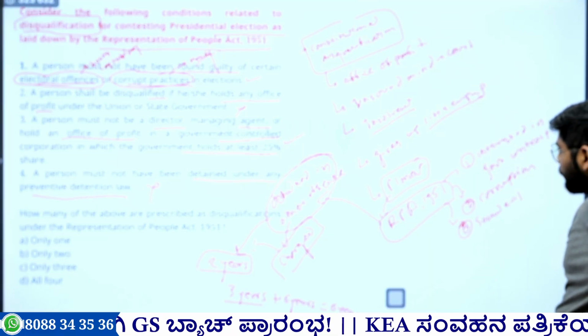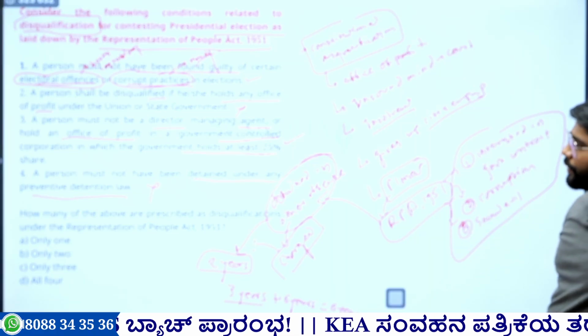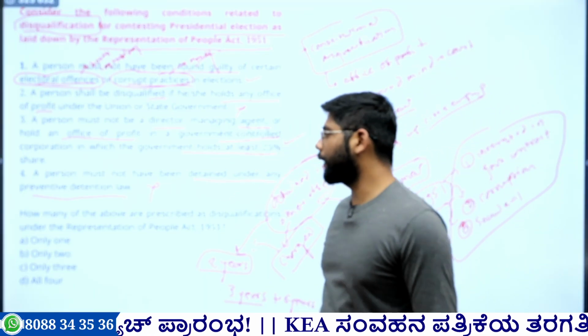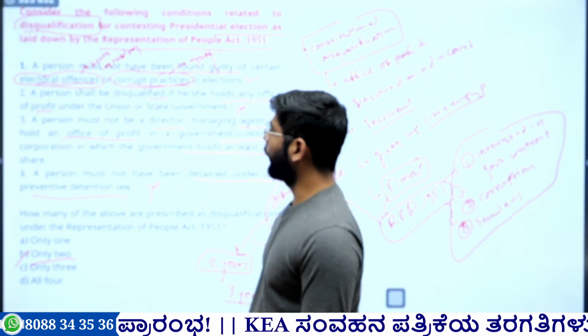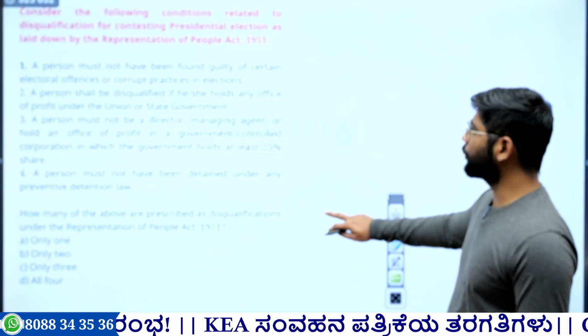So there are certain conditions or disqualifications that are laid down by the Representation of People's Act. So here, if you see, only 2 are correct, so the correct option is B, that only 2 are correct according to the Representation of People's Act. So then we'll move towards the next question.